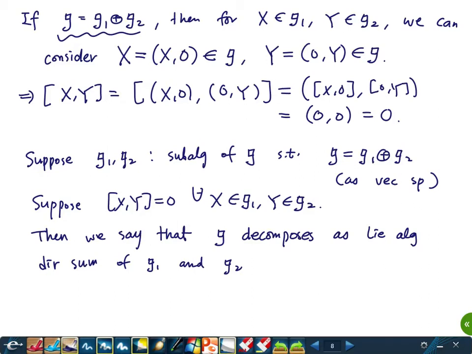So that's for section 3.1, and we're going to move on to the next section. Section 3.2 is about simple, solvable, and nilpotent Lie algebra.